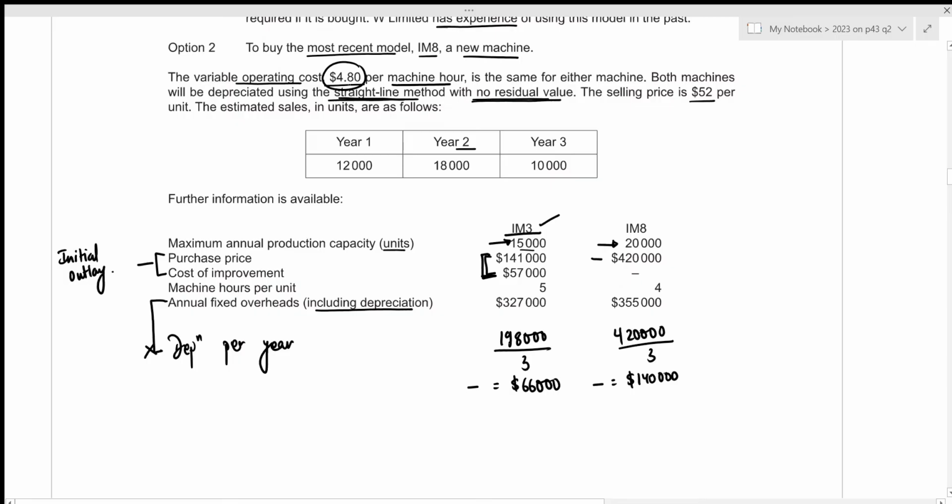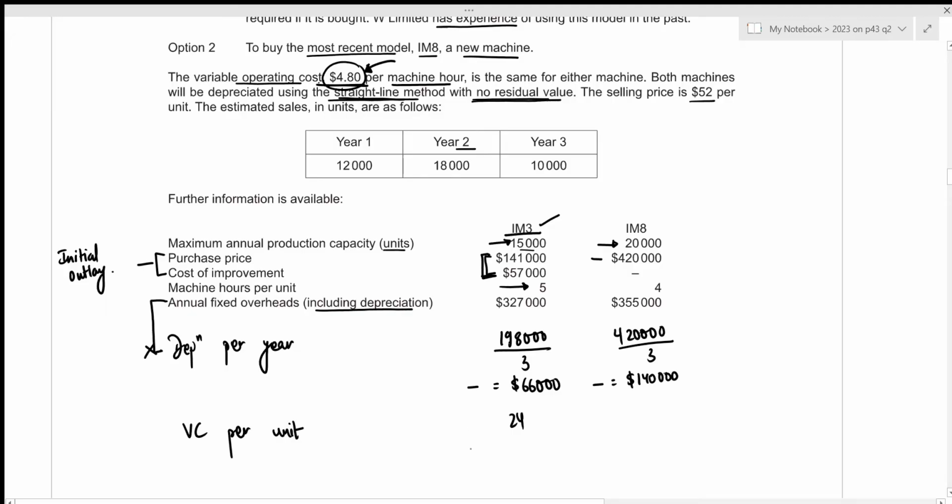And in order to calculate the variable operating cost, we have been given the rate per machine hour. So firstly, we need to calculate the rate per unit. In order to do so, we just have to multiply this rate of 4.80 by the given machine hours per unit. So that is just going to be 4.8 times 5, which results in 24. So that's the variable cost per unit.